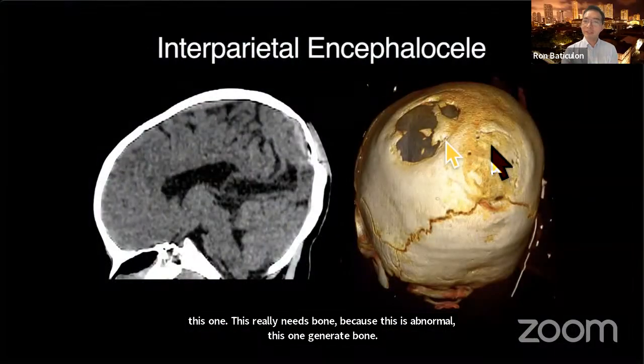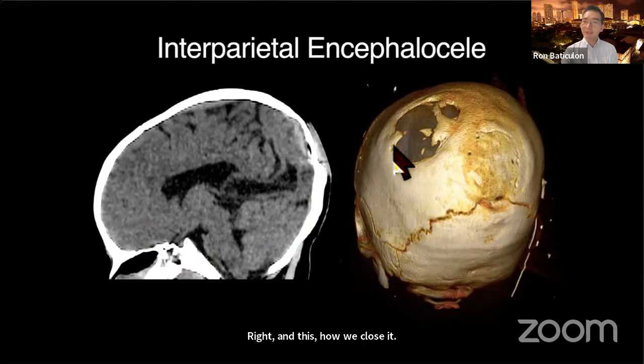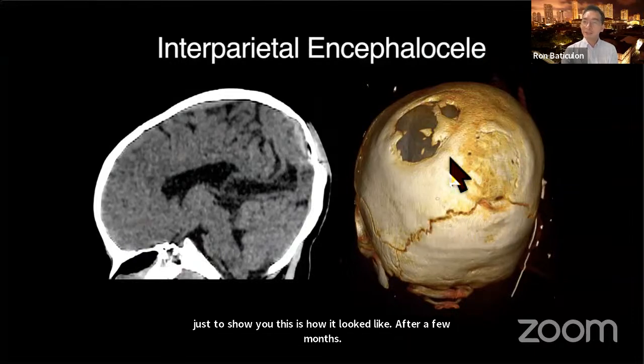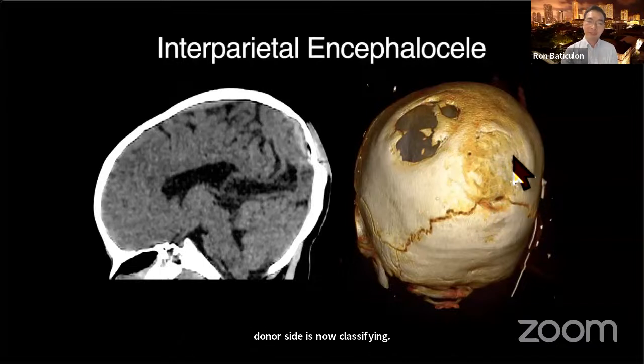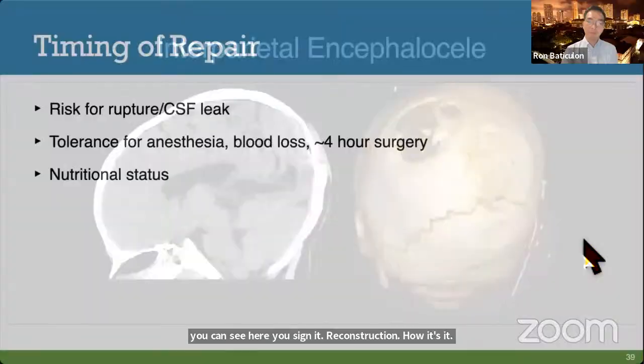And just to show you, this is how it looked after a few months. Unfortunately, the child's got the shunt dysfunction, so it had the CT. But you can see here how very nicely the donor site is now ossifying. And then you can see how well the bone graft has taken. And you can see here in the sagittal reconstruction how there's no bony defect anymore.